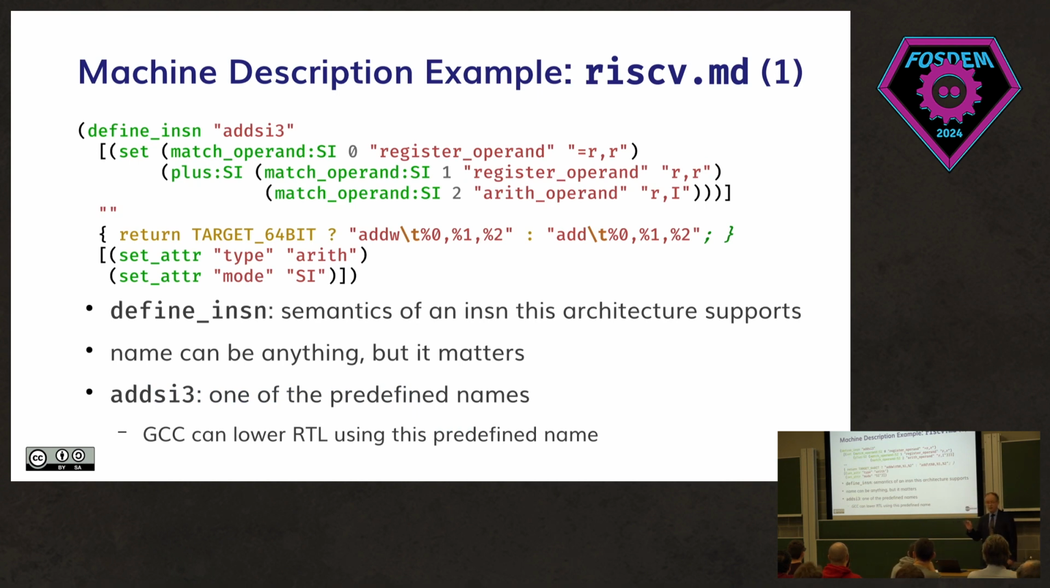I'm taking these from risc5.md just because I want to show a lot of ideas here quickly, and they're richer in the risc5 one than in my simple one. Okay, so at the heart of it is define_insn, which is the semantics of a pattern this architecture supports. The name can be anything, but obviously we're worried about the predefined ones, and addsi3 is one of them. That's how GCC can lower RTL using that name.